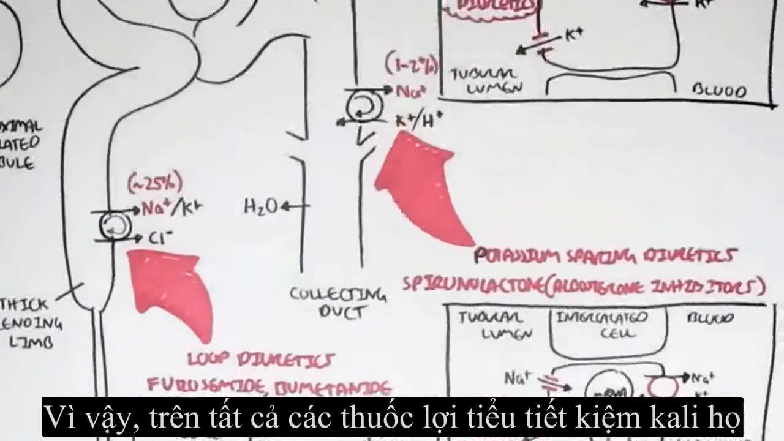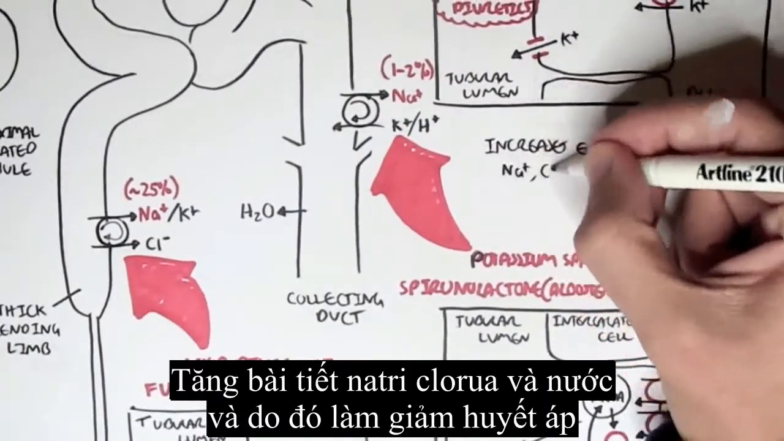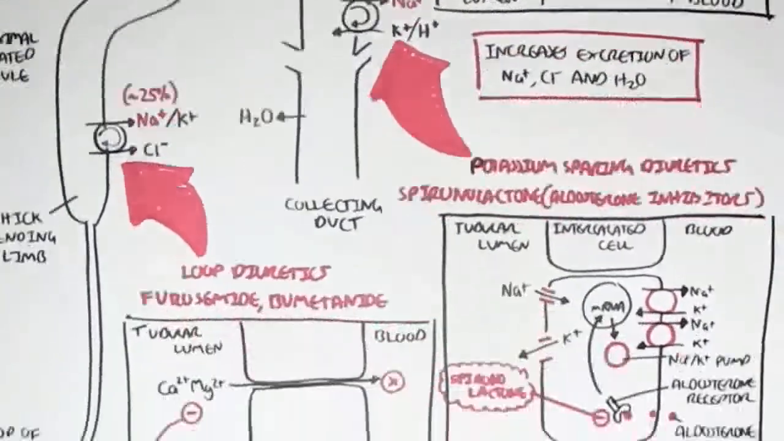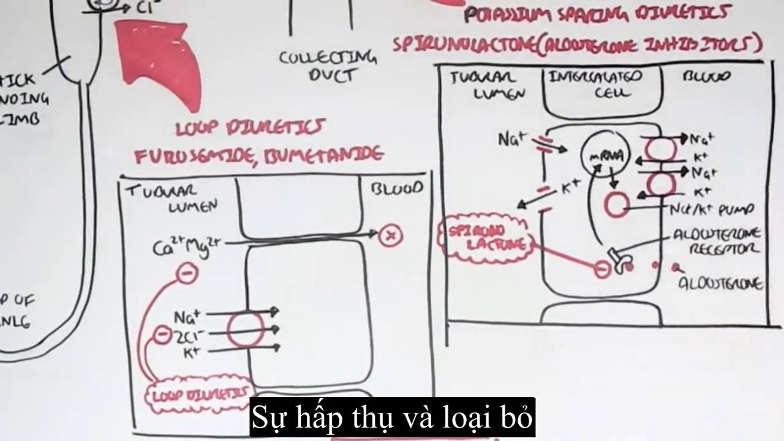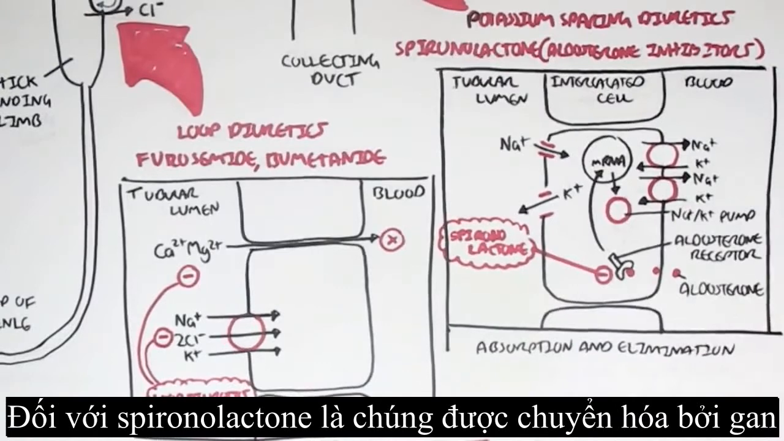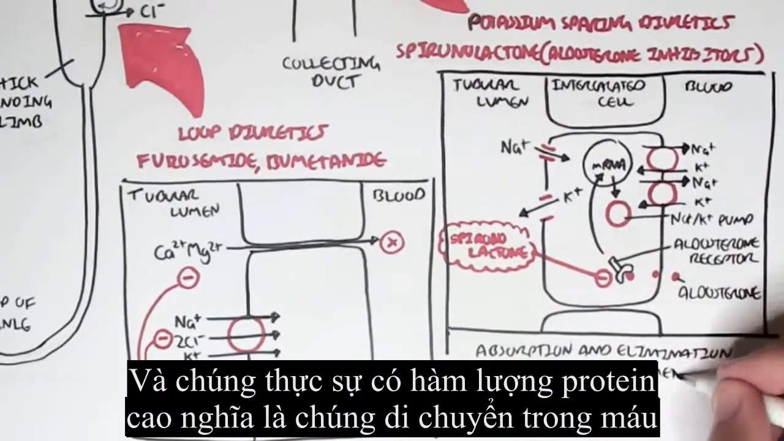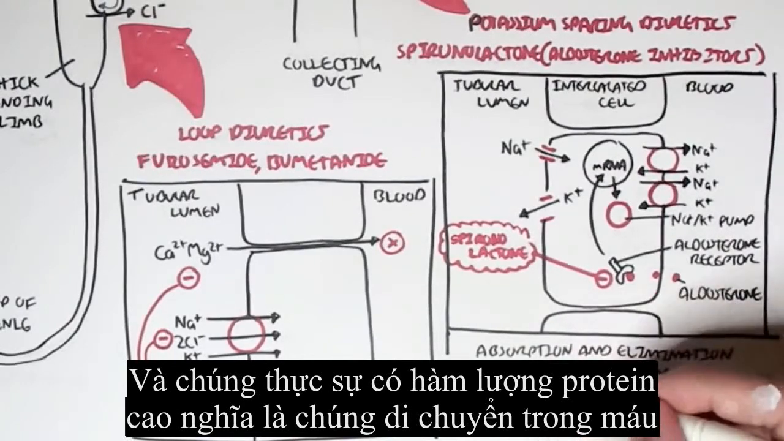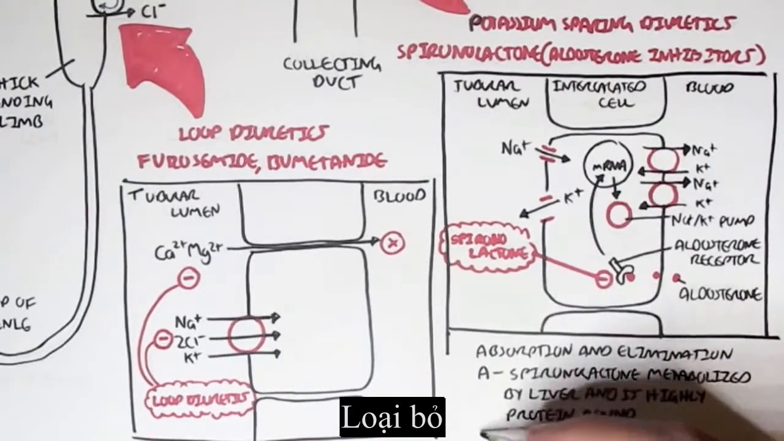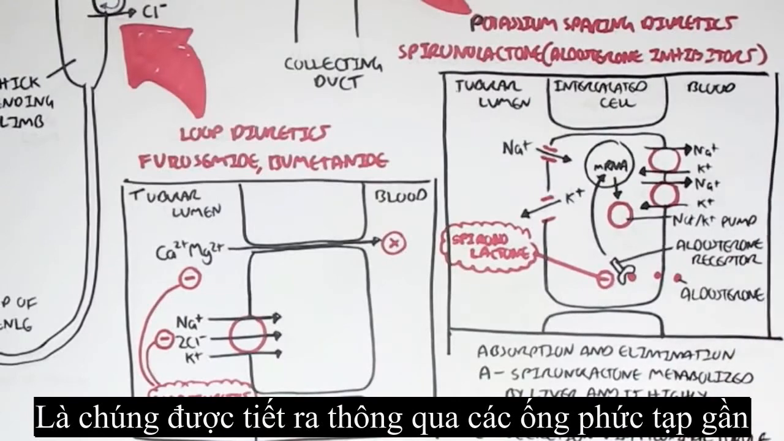So overall, these potassium-sparing diuretics increase the excretion of sodium chloride and water, and therefore decrease blood pressure. As for absorption and elimination of potassium-sparing diuretics, spironolactone is metabolized by the liver, and it's highly protein-bound, meaning that it travels within the blood by binding onto a protein. Elimination is that they are secreted via the proximal convoluted tubules.